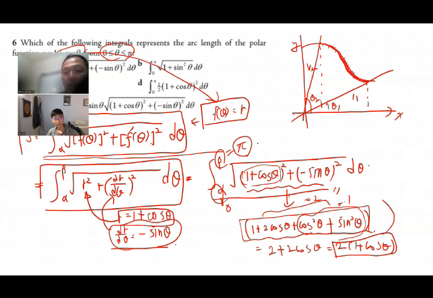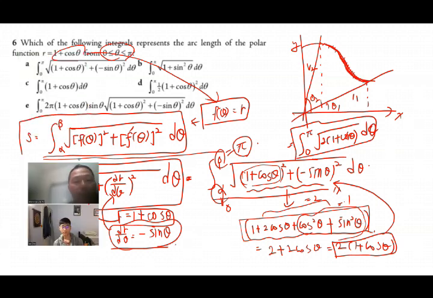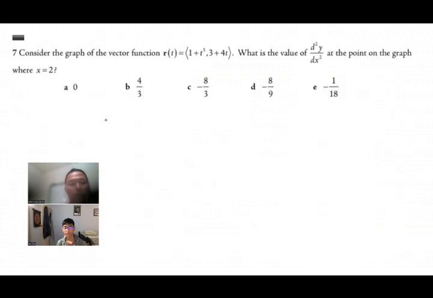You plug back into this formula, and that is the integral of the square root of 2 times (1 plus cosine theta), d theta from 0 to pi. That is another expression of the solution. Any question? Not really. Okay, that's good. So far, so good. We have 6 more problems to cover, so let's quickly move on.